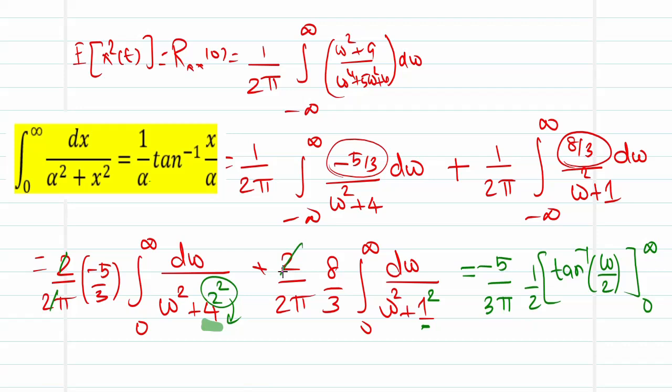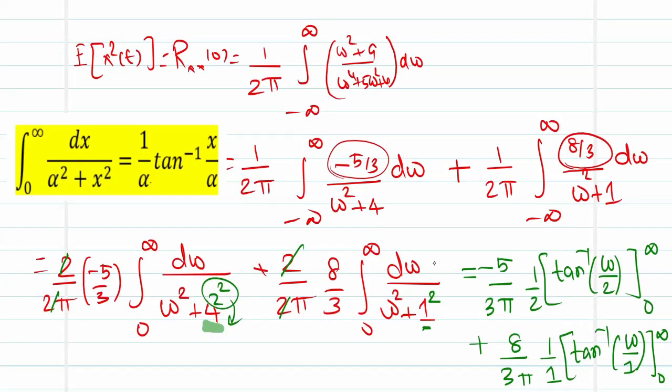How about the second term? Again 2 and 2 can be cancelled off. I have it as 8 divided by 3 pi, and I have this 1 by alpha. Alpha is equal to 1. So 1 by 1 tan inverse of omega by 1 between the limits 0 to infinity. Now the next step is our simplification.